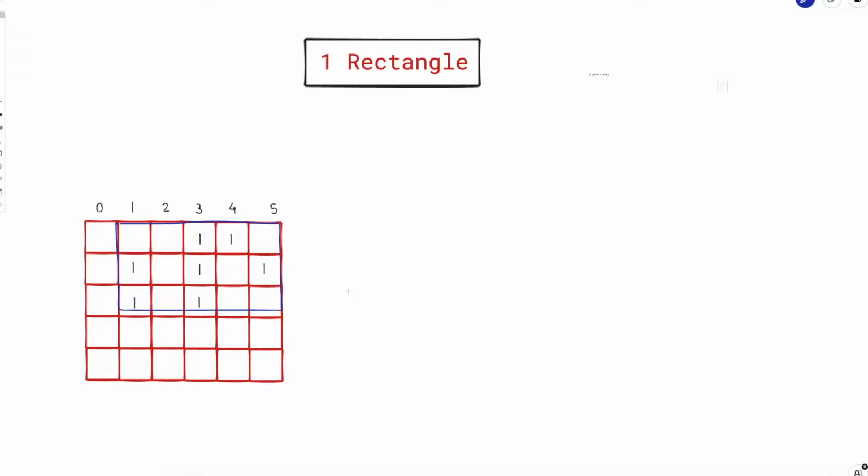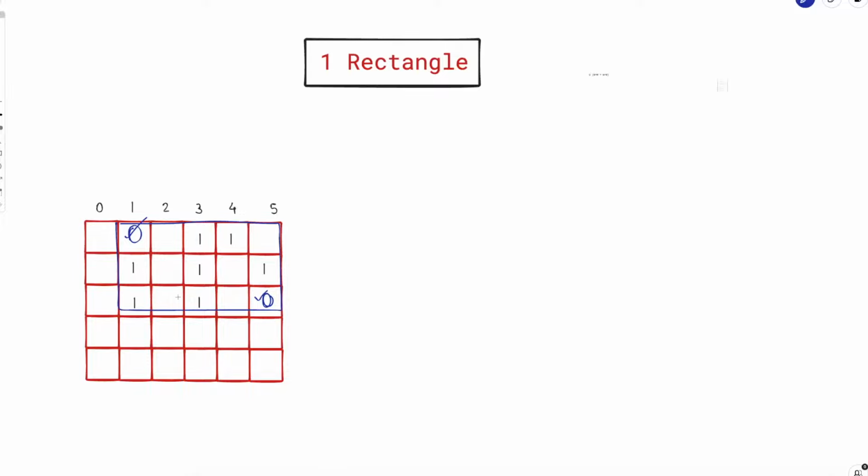Now, how to iterate over all possible rectangles? The rectangle is found by 2 points, top left and bottom right. If you know these 2 points, you can form a rectangle, right? So how many different top left points are there, multiplied by how many different bottom right points are there, and you can get the total number of rectangles you can have for this grid.